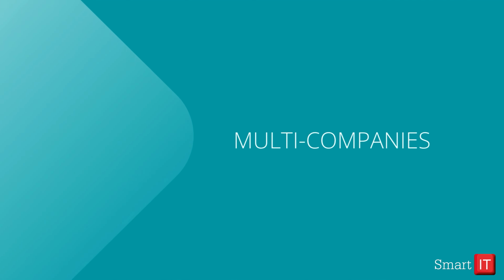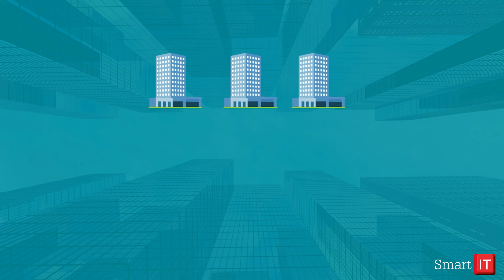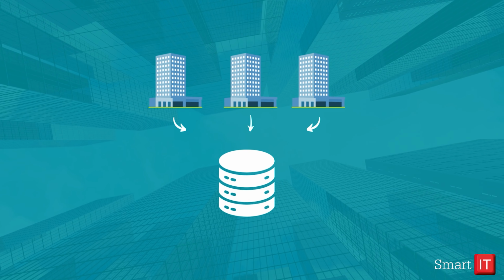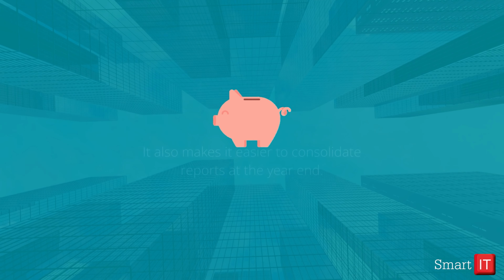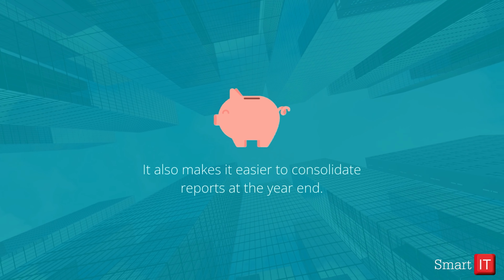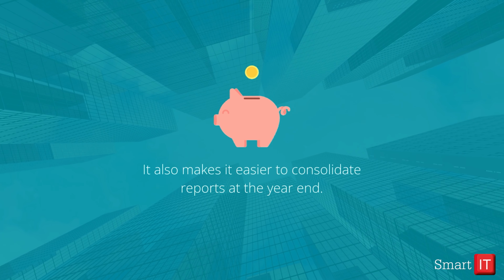The next concept is multi-companies. Odoo supports a multi-company environment. This means that when you own multiple businesses, you can run all your businesses under one database, saving money against multiple different applications to run your accounting and making it easier to consolidate reports at the year-end.